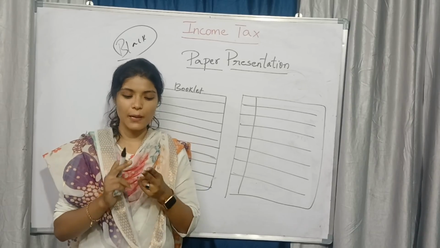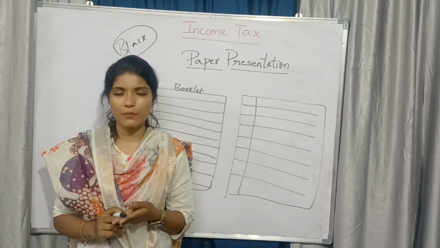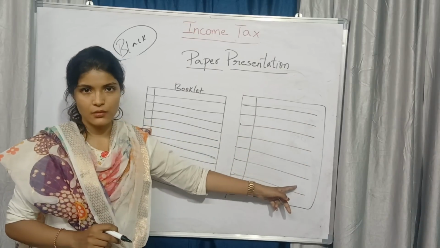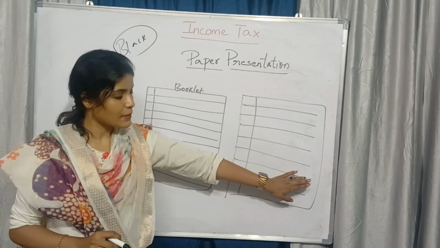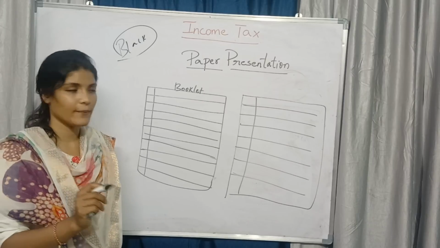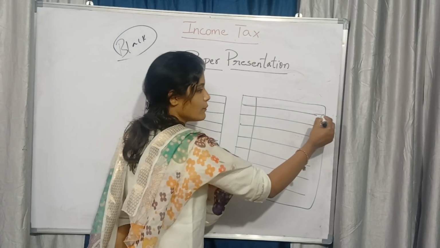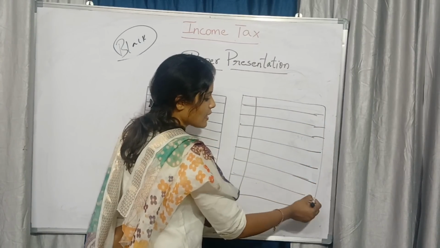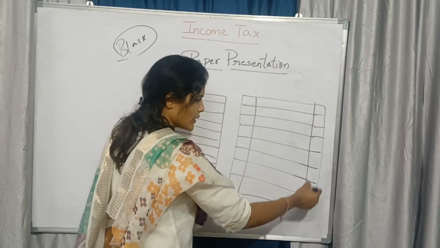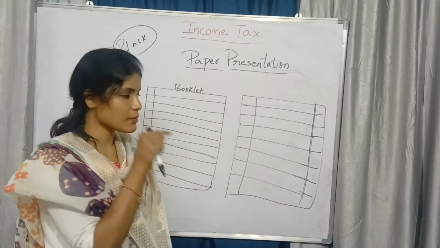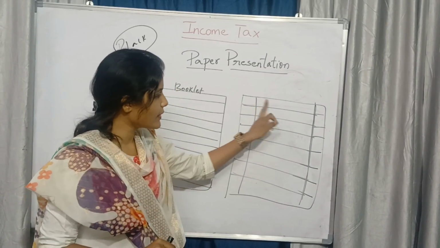The next tip: when you take your booklet from the invigilator, the printing at the edges will not be in a good way. So you need to draw a clear line here, and a small line over here, a very small line, only a half inch line is more than enough. So your answer will be in a square format.